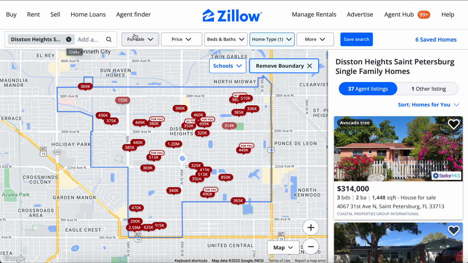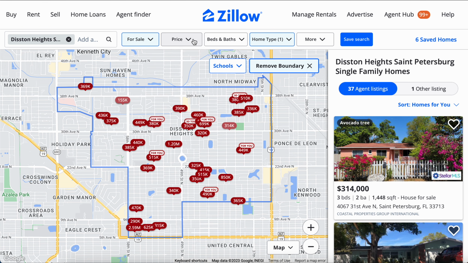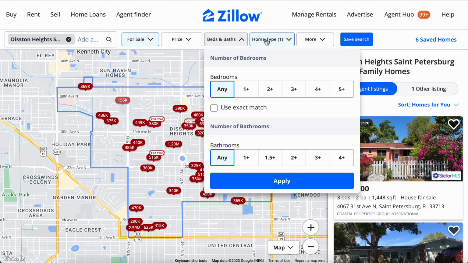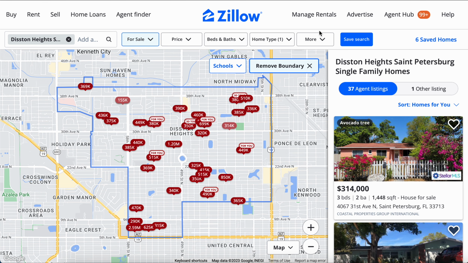So I have all the for sales. So you can see for sales. I don't have any price clicked on here. I don't have any beds or baths clicked on. And home type, I click on single houses, which is single families. So you can do townhouses, multifamilies, condos. So making sure you're unchecking all these if we're just searching for single families and just having houses. Nothing else is clicked. Nothing on more either is clicked. So these are all the single family houses in Disston Heights.